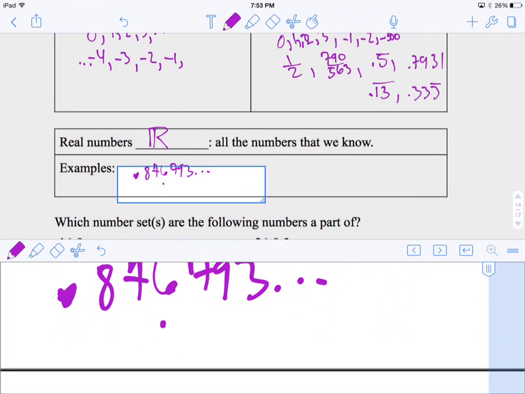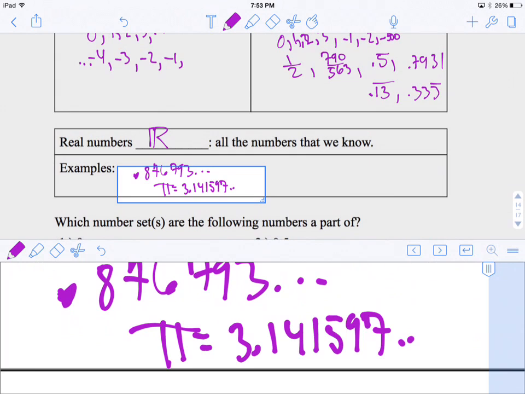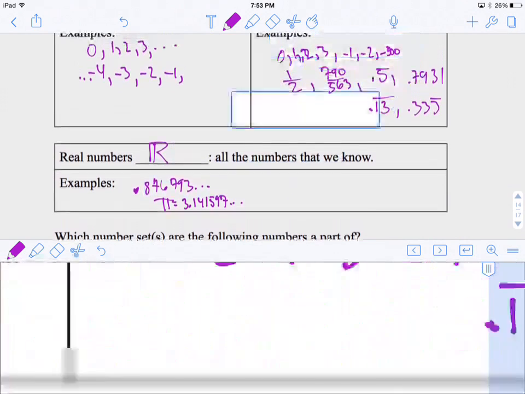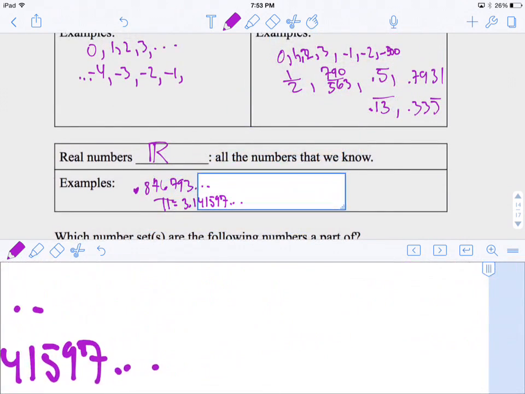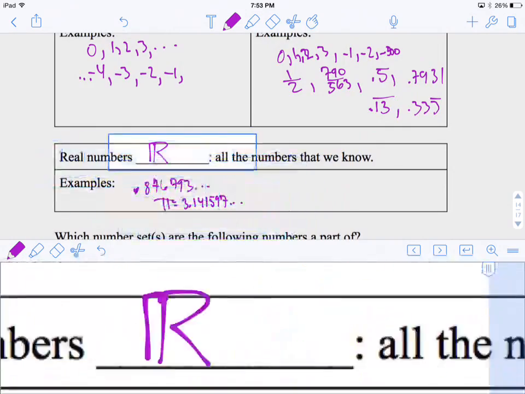Also, pi. You know how pi is a number that goes on forever, 3.1415997. Okay, I don't know all the numbers of pi, but it goes on forever and there's no repetition or any pattern. It just keeps going and going and going. That is a real number. It's not rational because it keeps going on forever with those decimal places, but it's a real number.